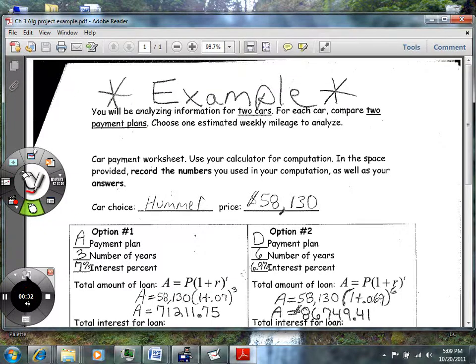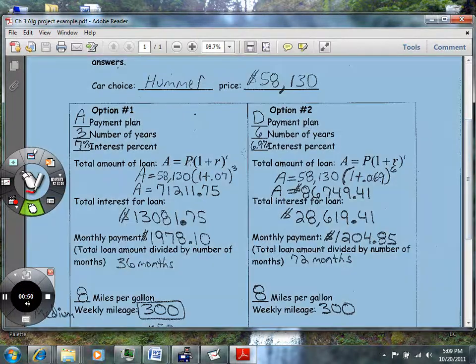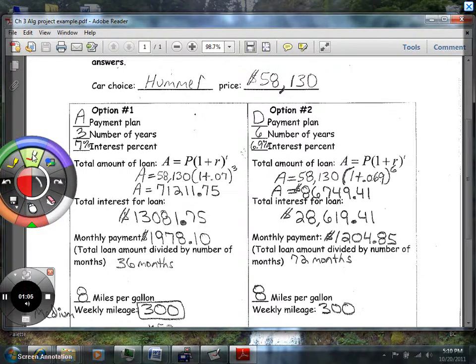Alright, so I picked payment plan A for the Hummer. First of all, that's the price, of course, $58,130. I picked the payment plan that had 3 years, 7% interest, and the total amount of the loan is found using this formula: A equals principal times (1 plus R) raised to the T. The R is the rate, the T is the number of years that you have the loan. P is principal, that means that's the starting amount, that's how much you borrow, or whatever the amount of the car, whatever the amount of the loan that you're getting is.